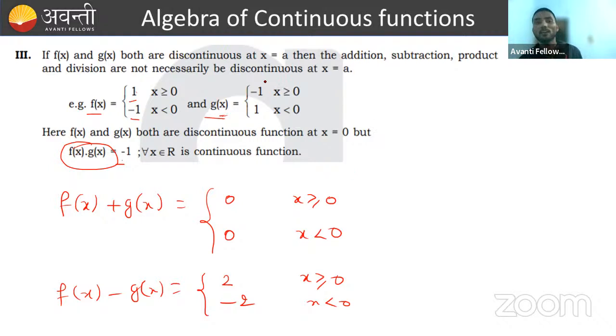But I am not saying it always happens. I have shown that the product comes out continuous and the addition comes out continuous, so any of them can be continuous. You can't blindly say that it will be discontinuous. In some cases it can be continuous. Okay.